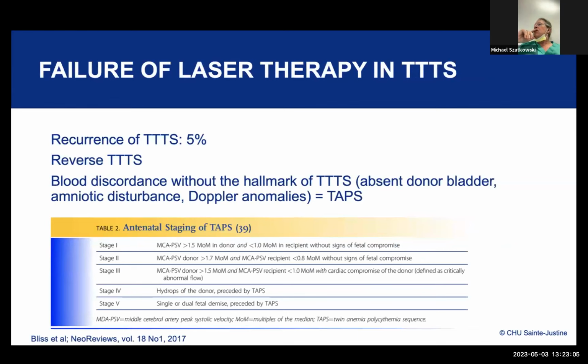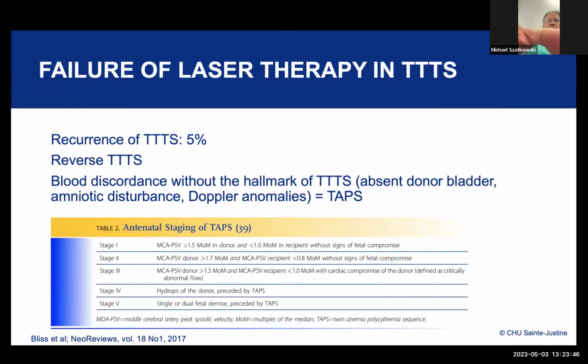Sometimes we have failure of laser therapy in twin-twin transfusion syndrome. There is a 5% risk of recurrence. We can sometimes observe a reverse TTTS, where the donor becomes the recipient and the recipient becomes the donor. And sometimes we can see the appearance of a TAPS syndrome, which is a blood discordance without the hallmark of the TTTS. We won't go into detail today, since it was mainly focused on the TTTS, but this is something we sometimes see after laser therapy.